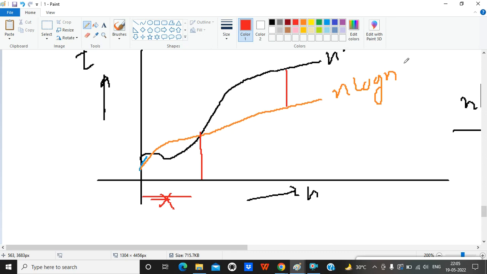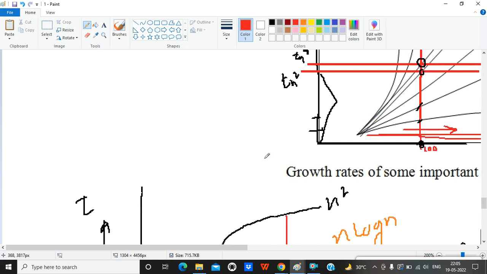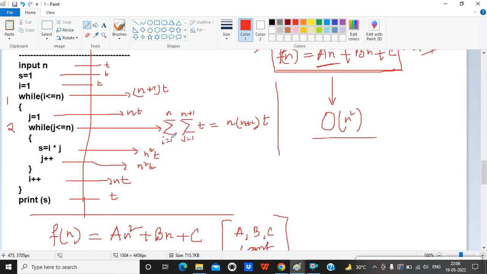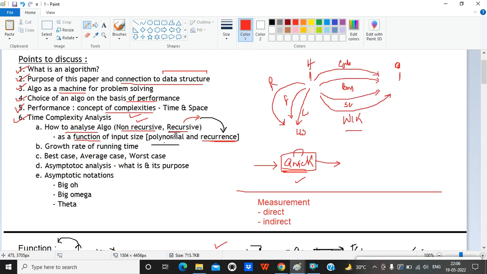And that is something called growth rate. We will start our next class from that point. We have completed up to this. Next day we will start from here. Growth rate means how to derive those big O notations. And you must know that not only big O notations, we have big omega and big theta notations. Those notations are called asymptotic notations.